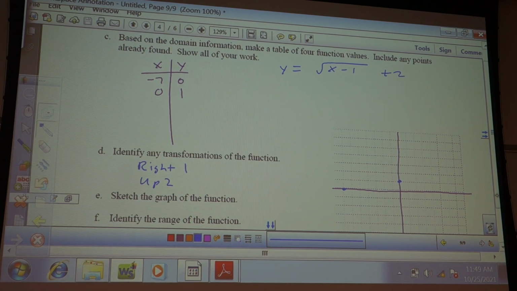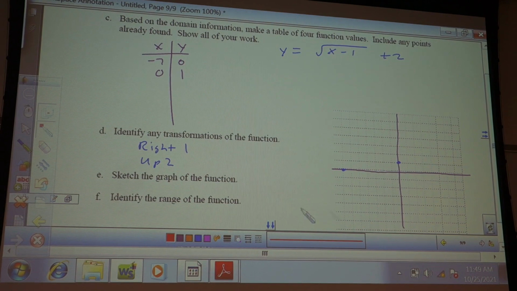Okay. So my new center is going to be from my 0, 0. This is my old center. I'm going to go right 1, up 2. Here's my new center, right there. Does everyone see it? So from here, I can do my points from there.